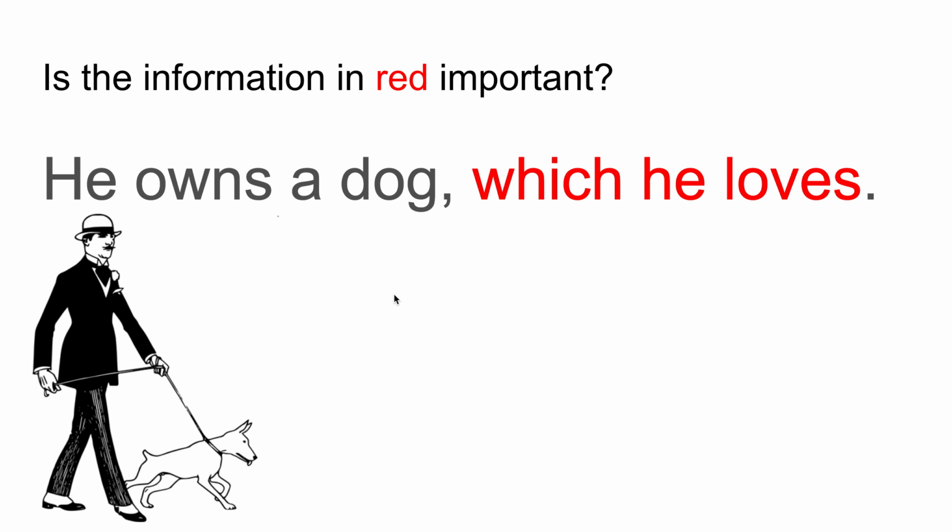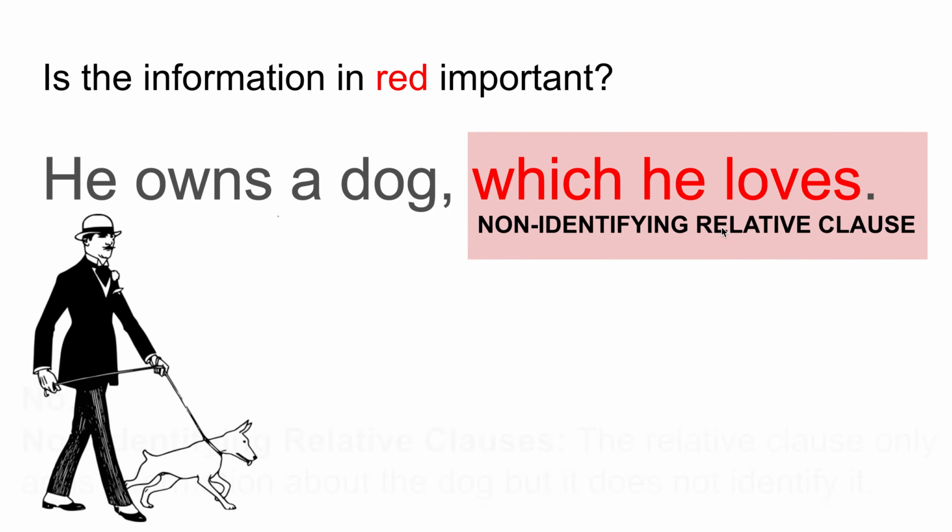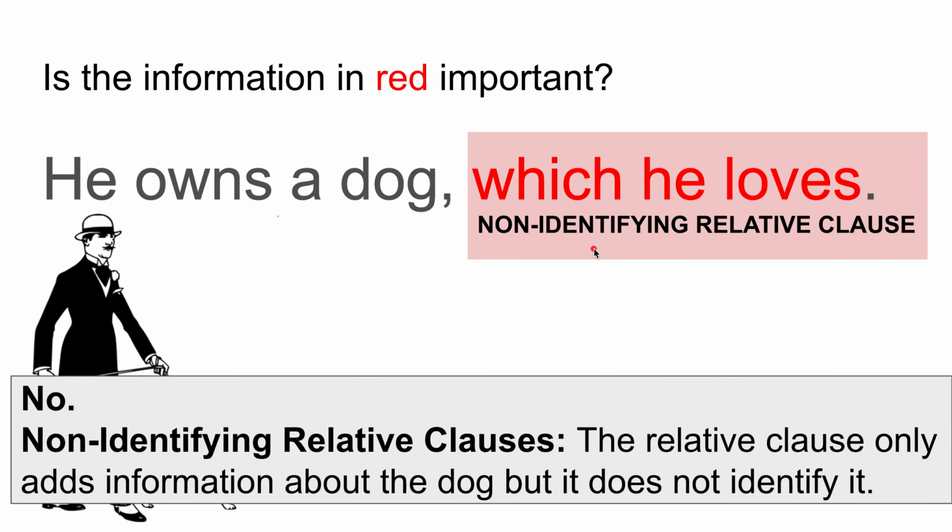Okay, let's move forward and look at this next sentence. Again, is the information in red important? He owns a dog which he loves. Okay, take 5 seconds, think about it. Okay, which he loves, is that important information? The answer is no. It's a non-identifying relative clause. And what that means is that it only adds information about the dog, but it does not identify it. It doesn't tell me anything that will help me find the dog or identify it, okay? It only adds a comment. We'll talk about this later.